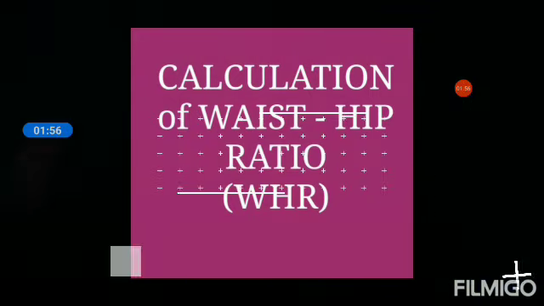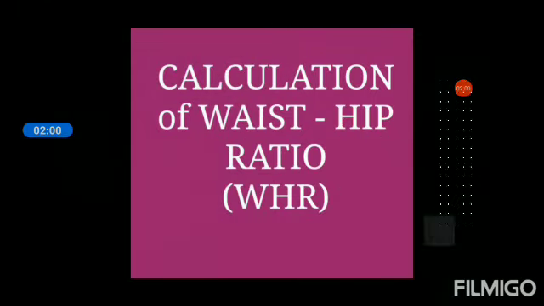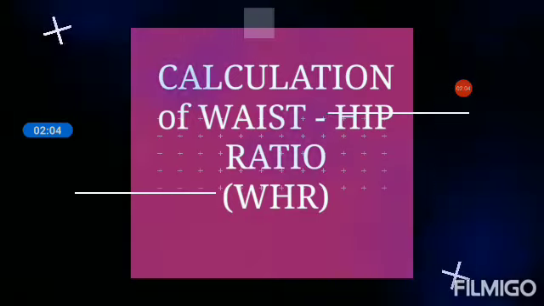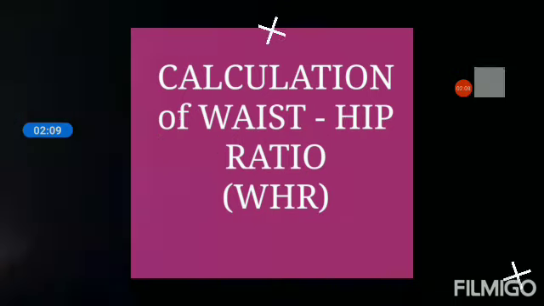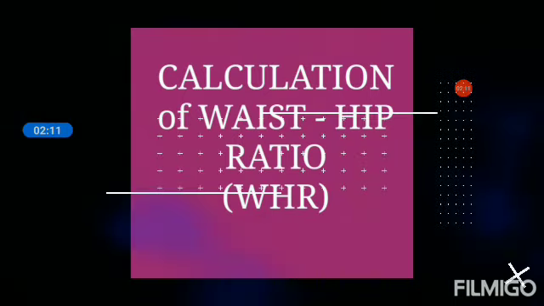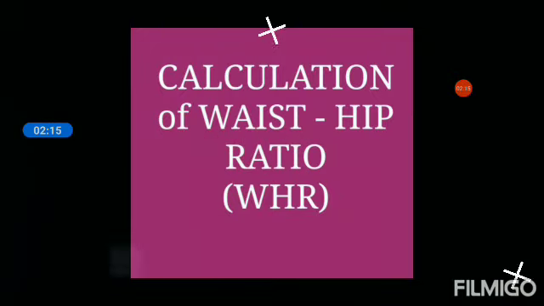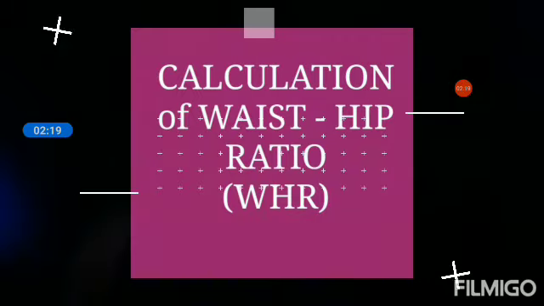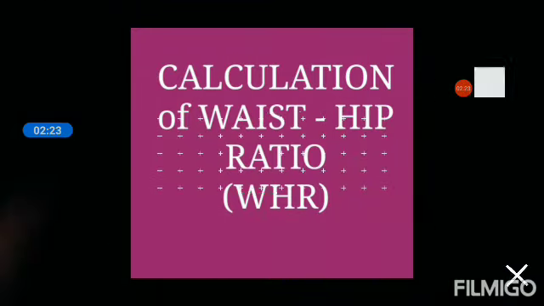Directly apply into the formula. The formula is waist circumference divided by hip circumference. That means 30 by 40. We got the answer 0.75. It means the individual, that male, is not at health risk. In case of male, if the WHR is more than 1, then he is at health risk. This is the one example for that.